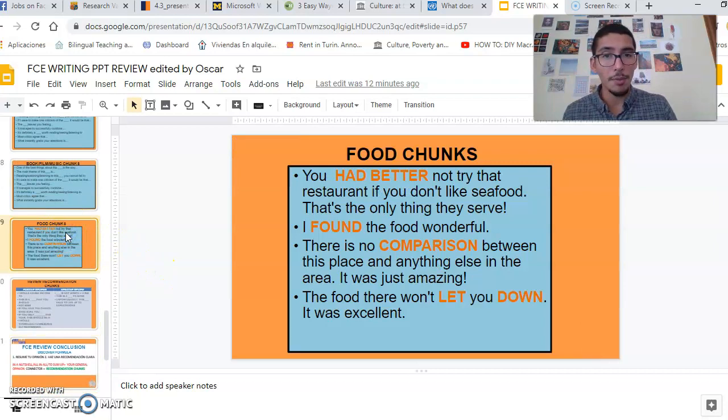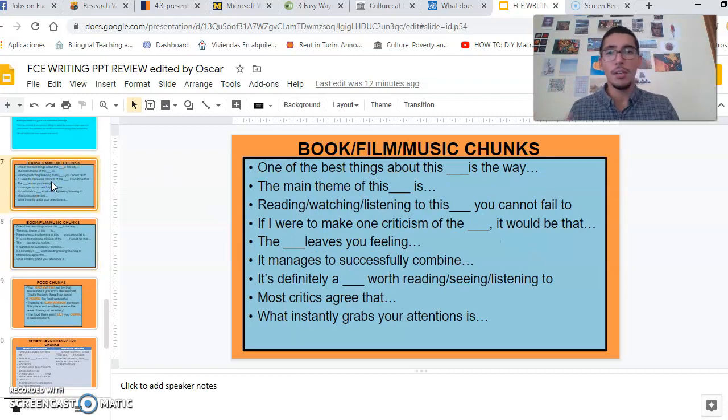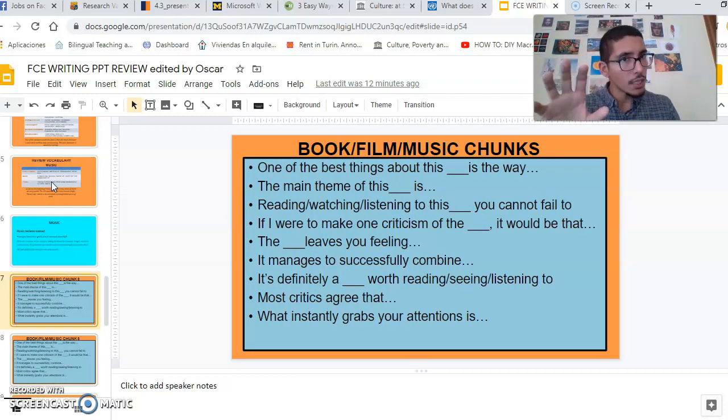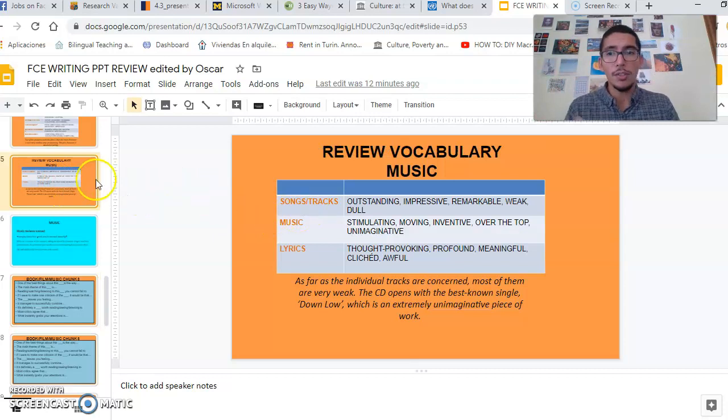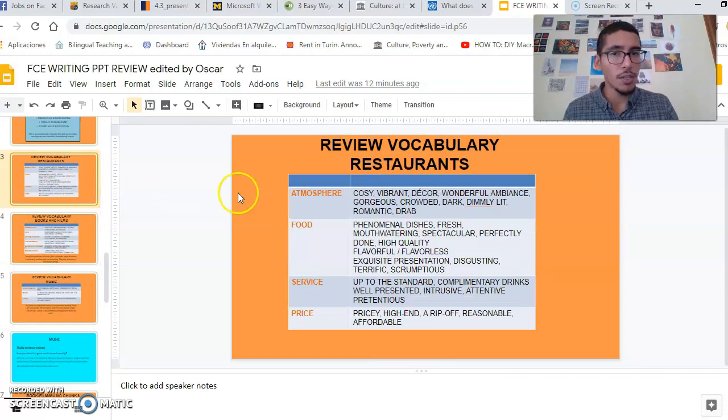When we talk about recommendation chunks, you have your chunks right here. You had better not try this restaurant. I found the food wonderful. This is no comparison. The food there won't let you down as it was excellent. You have your chunks here, guys. So you have chunks for books, you have chunks for films, all that you need, your tools to work with. What's more, you have your amazing vocabulary in your list to describe things, how to describe music, how to describe books and films, how to describe restaurants, different adjectives and adverbs that you can use.